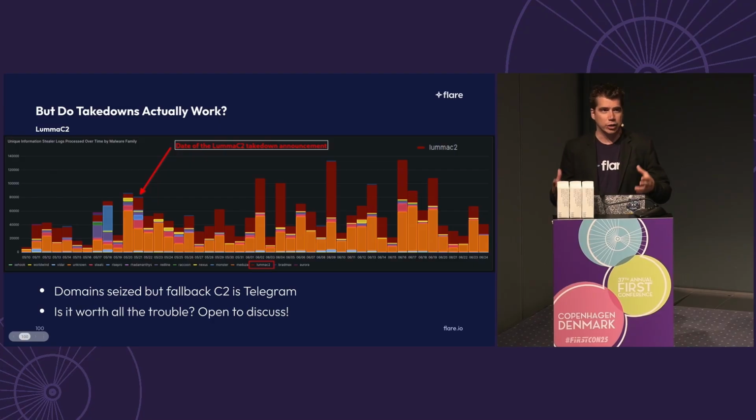Does takedown actually work? Last month in May, there was a Luma C2 takedown. If you look at the dark red color, this is the Luma C2 infections that we see, the victims that we see. And since May 21st, the number of infections increased and not decreased. So one of the key takeaways here is that the fallback C2 is Telegram. So even if you seize domains, you're not getting rid of the issue.